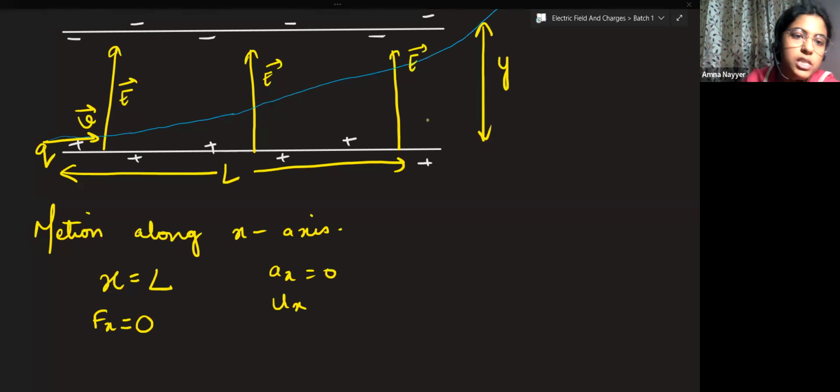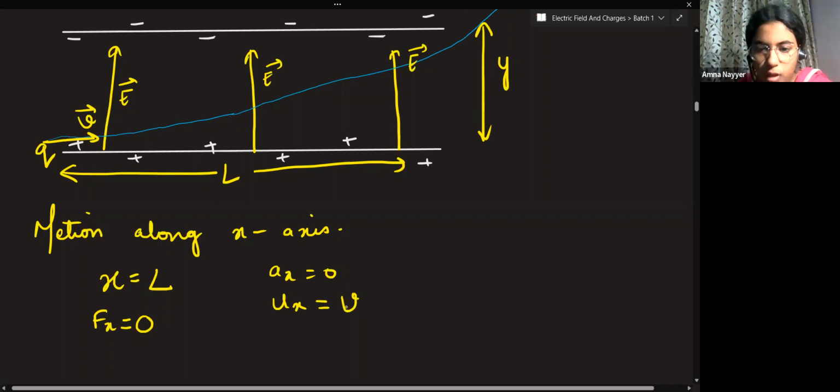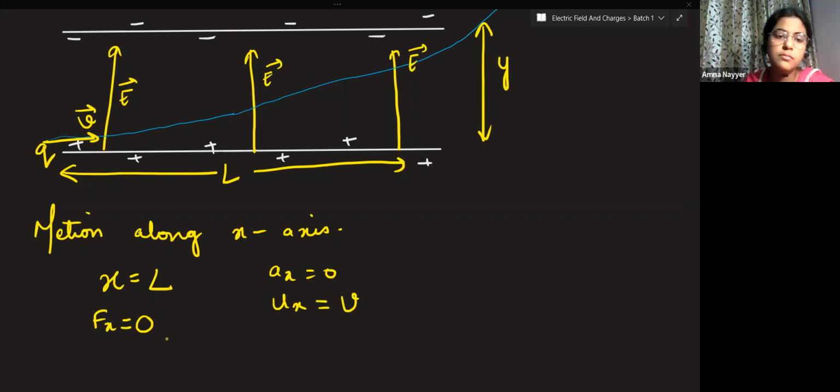See, rest of you, this velocity, this is the velocity. Is it acting along the y-axis? No, this is acting along the x-axis only. So your ux is equal to small v. All of you tell me, is it clear till here? How have we taken x, Fx, ax, ux? If anybody is having doubt, just ask me. I'll repeat it once more.